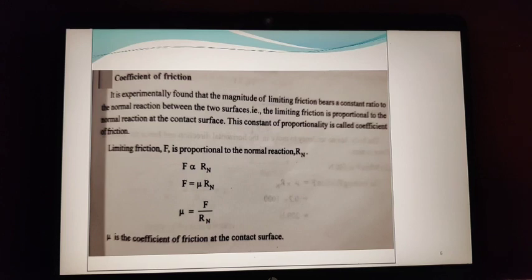So in this equation, F is the frictional force and capital N is the normal reaction.